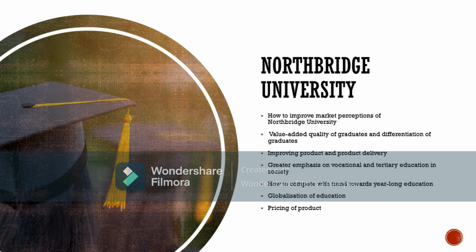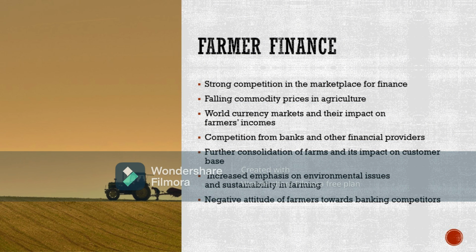Our second example is a finance company. The Farmers Finance strategic planning team identified the following among the organization's key strategic issues. Remember, key strategic issues, not operational issues. Strong competition in the marketplace for finance. Falling commodity prices in agriculture. World currency markets and their impact on farmers' incomes.